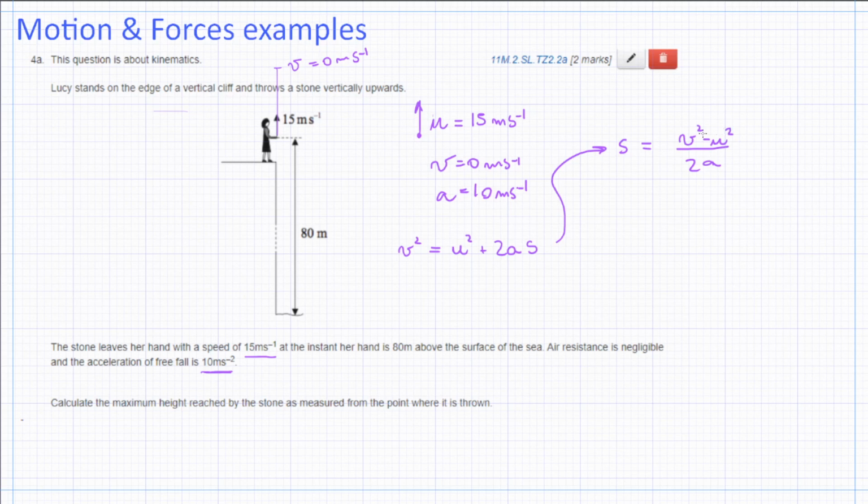Now this v would be 0, right? And this is just a frame of reference. I will get a negative value, but it doesn't matter. It just means that I'm counting positive in the opposite direction. So this is 0. If we put numbers in, this would be 15 squared over 20. So that's 225 over 20, which is about 11 meters, up to two significant figures.